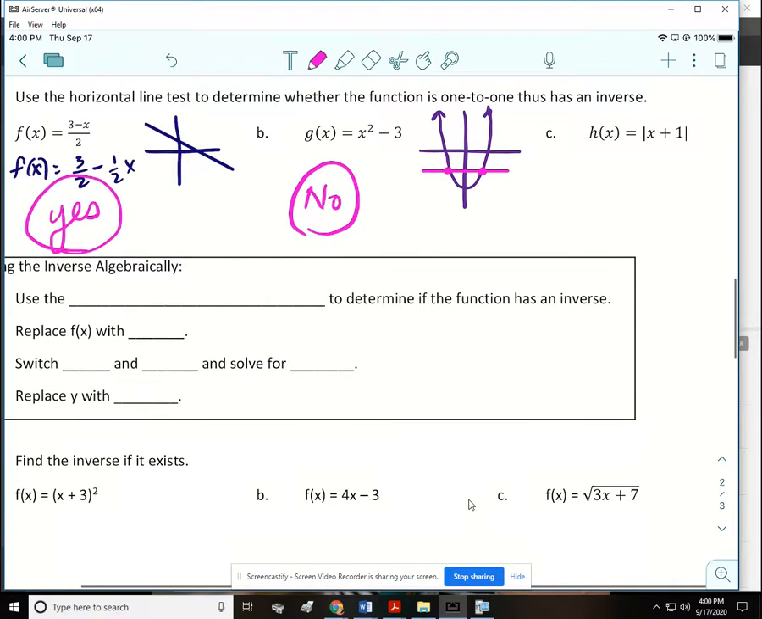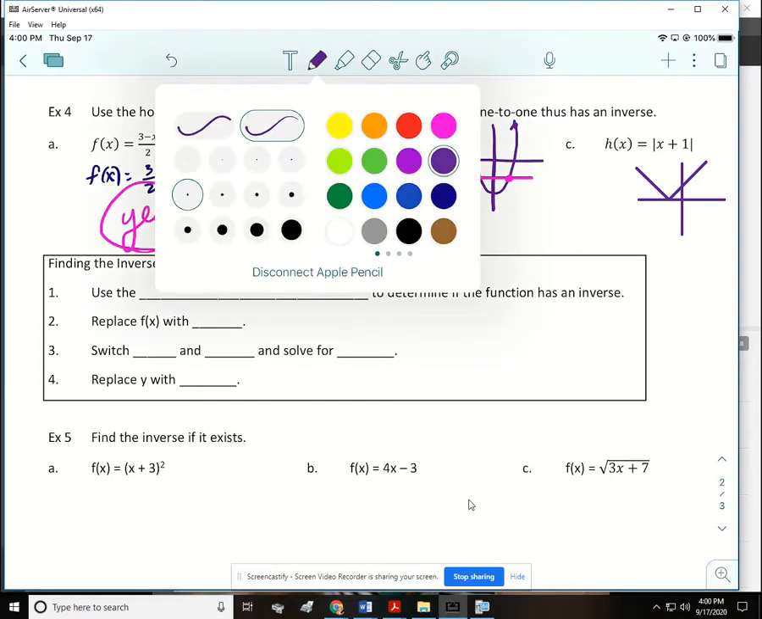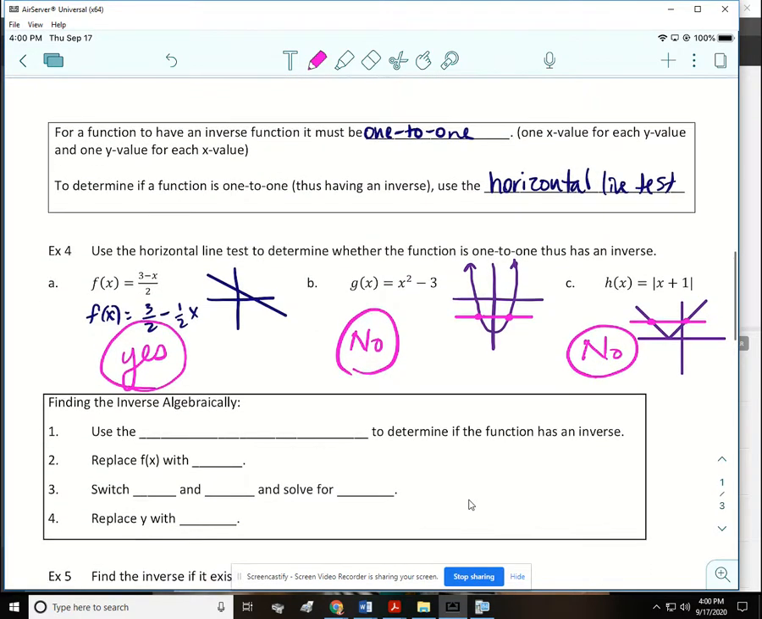Okay, and then for this last one, this is the absolute value graph. So we would take the V graph, that's the absolute value graph, and we have +1 on the inside, so that's going to shift it to the left 1. All right, so that is what this graph looks like, and that graph is definitely going to fail the horizontal line test, so you would say no. All right, so that's how you use the horizontal line test to determine if a function is 1 to 1.